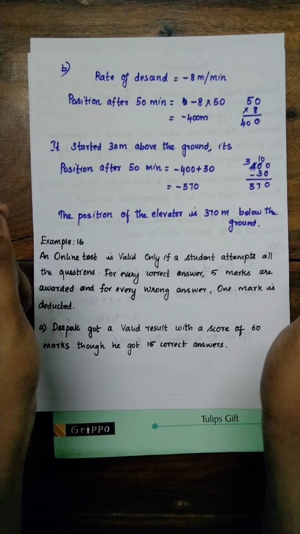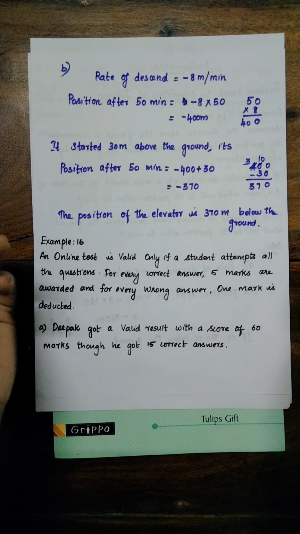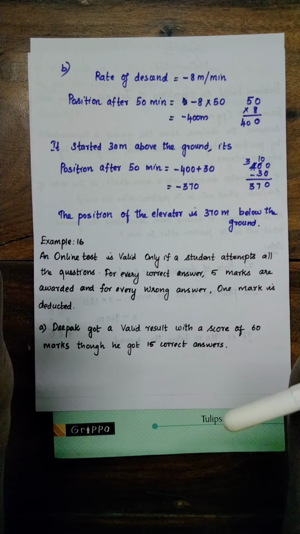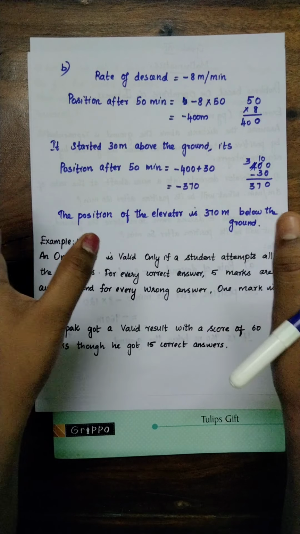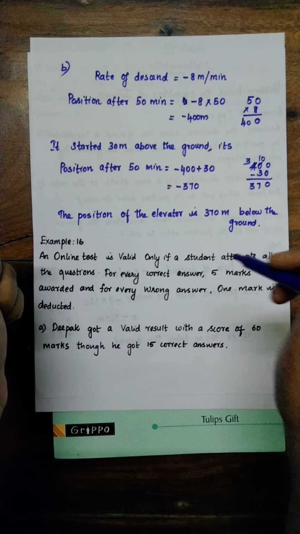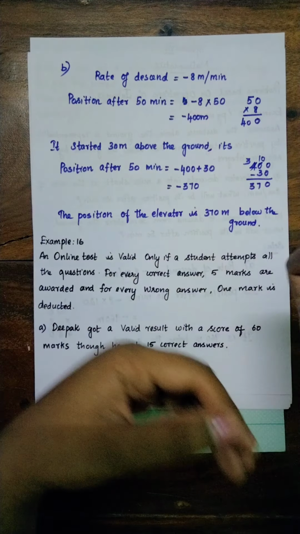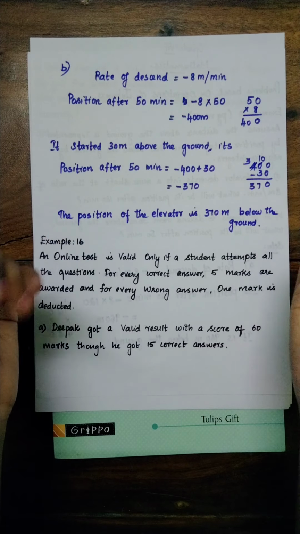Valid means an online test is acceptable only if the student attempts all the questions. For every correct answer, 5 marks are awarded. For every correct answer, they will be giving 5 marks. For every wrong answer, 1 mark is deducted.